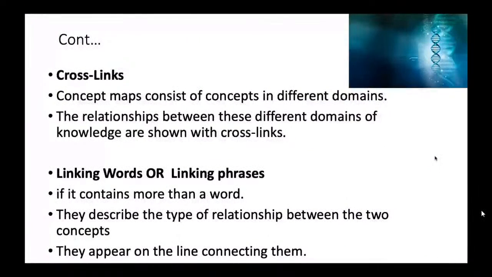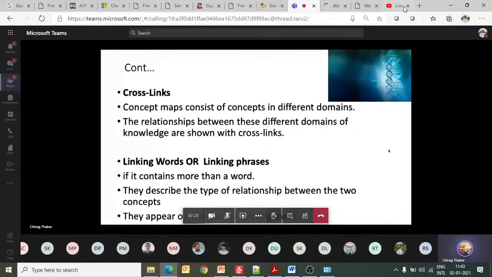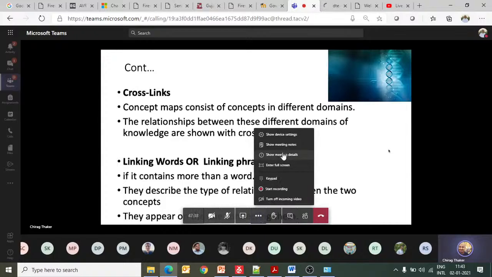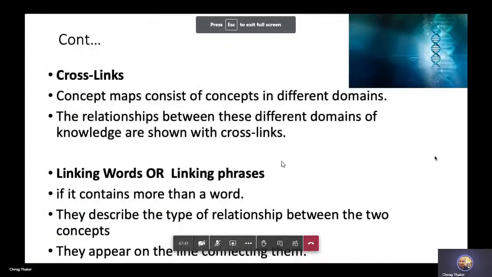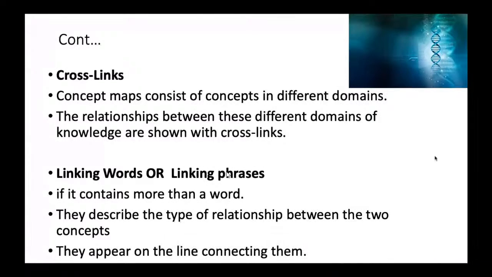Number 3 important ingredient, linking words or linking phrases. Sometimes a word is enough, sometimes more than a word is required. So that's why we use linking phrases. They describe the type of relationships between two concepts. So what are the relationships between these two concepts? They appear on the line connecting them. So the concept is written inside the bubble, but what we call the connector, with the linking words or linking phrases, they appear on the line connecting them.